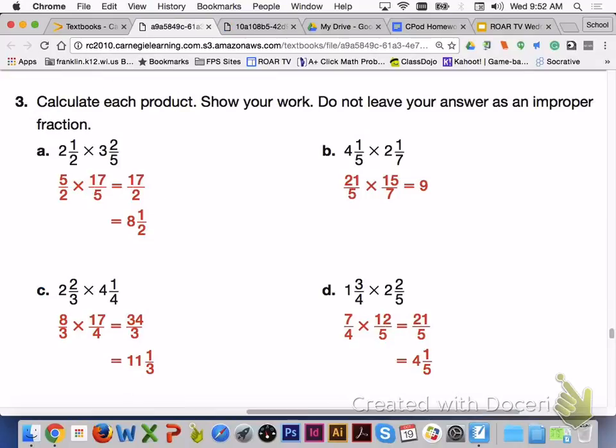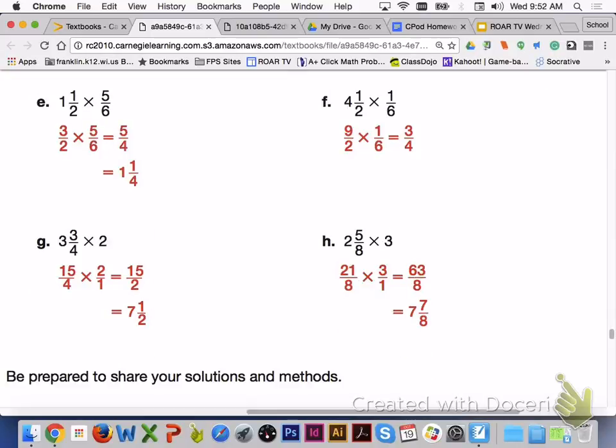Number 3, letter A, 8 and a half, B, 9, C, 11 and 1/3, D, 4 and 1/5. E, 1 and 1/4, F, 3/4, G, 7 and a half, H, 7 and 7/8. This will conclude the lesson on parts of a part and multiplying fractions and mixed numbers for lesson 3.8. Please let me know if you have any questions. Thanks.